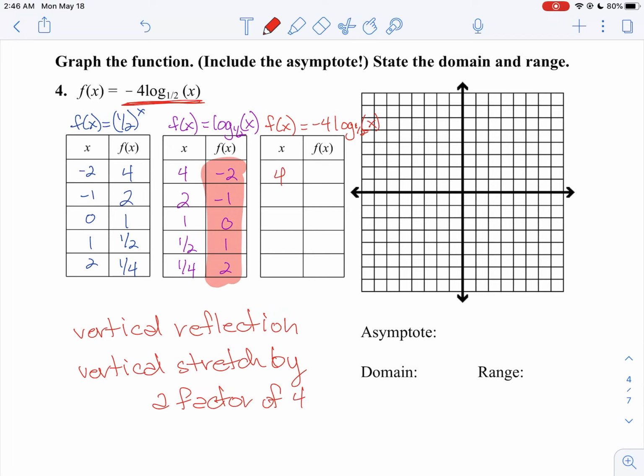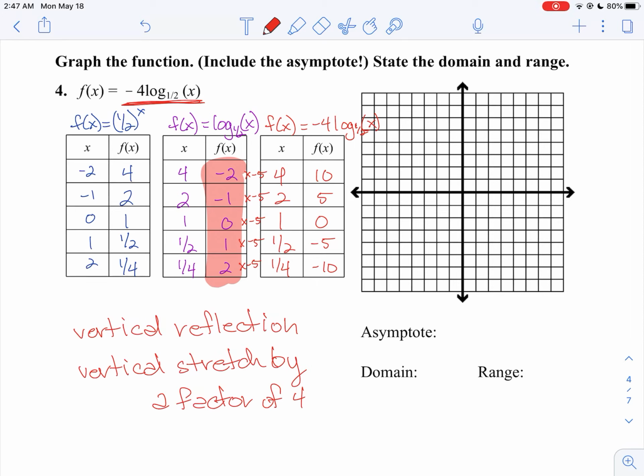I'm going to keep my x values just as they were, 4, 2, 1, 1/2, 1/4, but I am going to take these y values and multiply each by -4. So -2 times -4 would be a +8. -1 times -4 would be a +4. 0 times -4 is still 0. 1 times -4 is -4. And 2 times -4 is -8. And then I can graph these points.